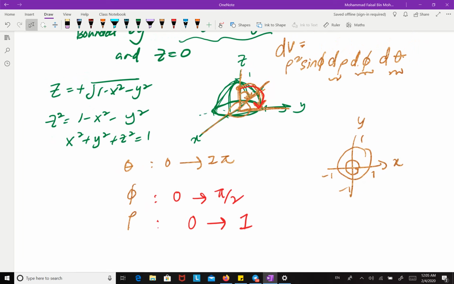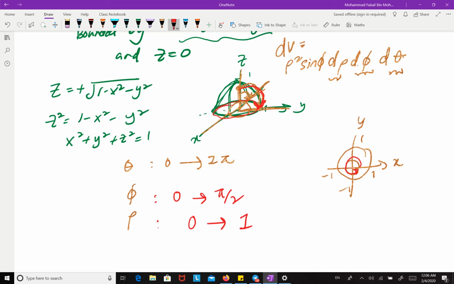Remember, the theta angle is in the xy plane. Your xy plane is a circle, so that's why theta is 0 to 2 pi. Phi is the angle from the z-axis, positive z to negative z, but here we just stop here because we only consider the positive part, which is the hemisphere, half of the sphere. Then rho is the radius of the sphere.